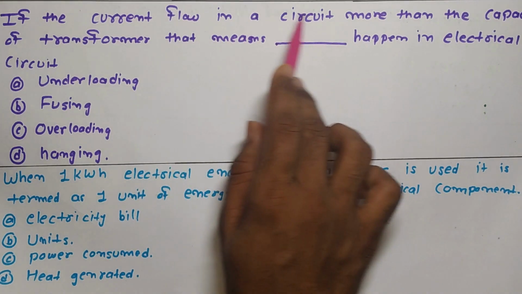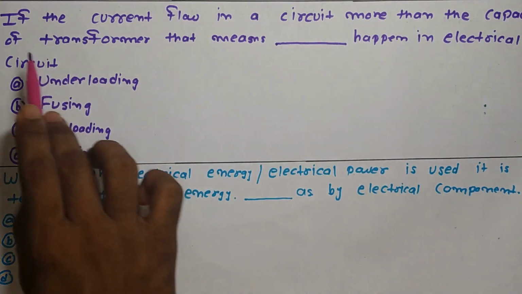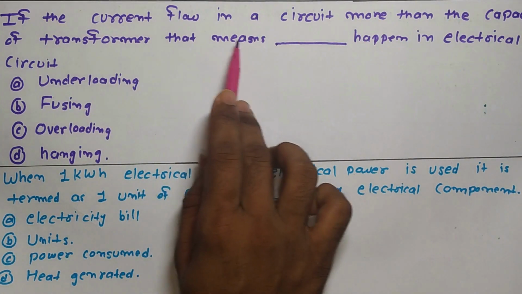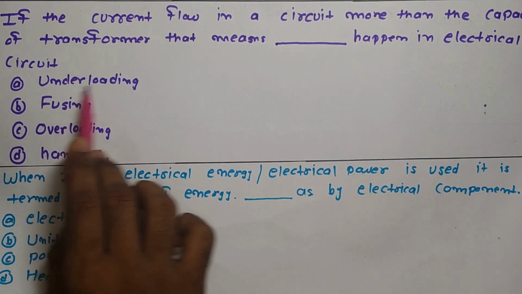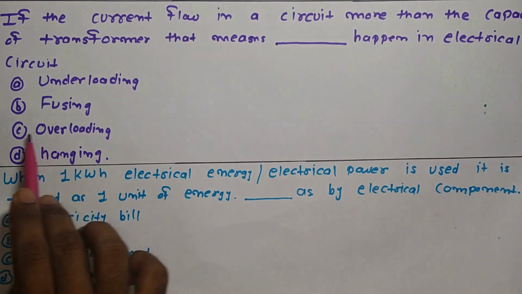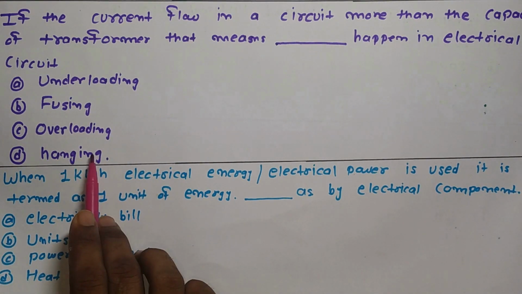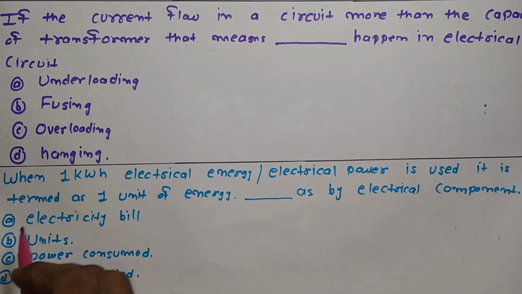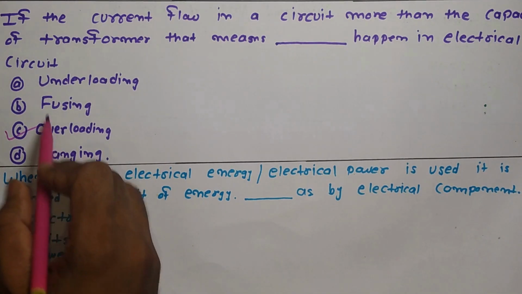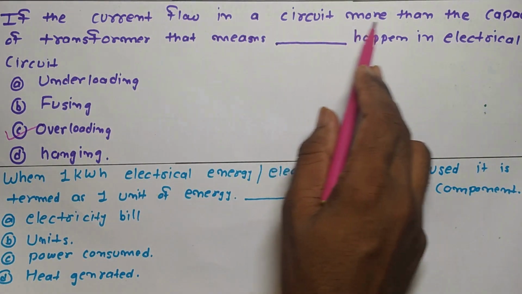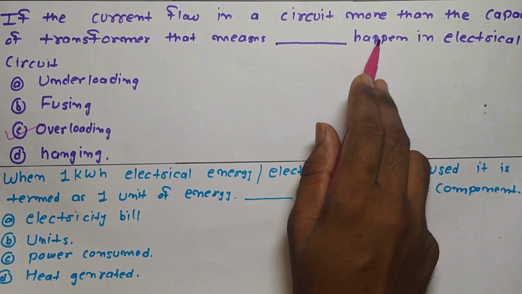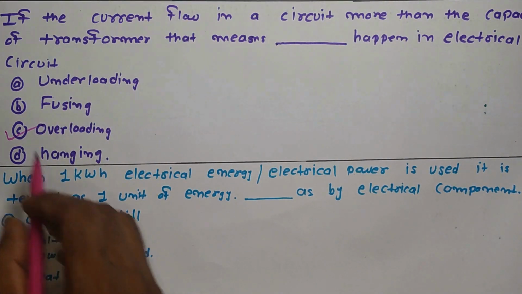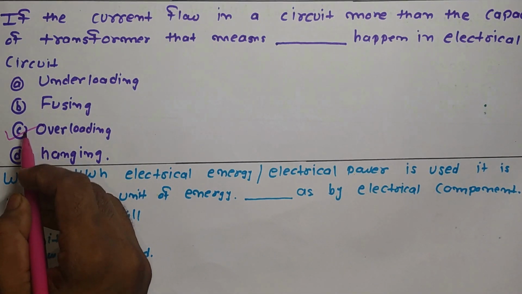If the current flow in a circuit is more than the capacity of transformer, that means dash happens in electrical circuit. A. Underloading, B. Fusing, C. Overloading, or D. Hanging. So the correct answer is C. Overloading. If the current flow in a circuit is more than the capacity, that means overloading happens in electrical circuit.